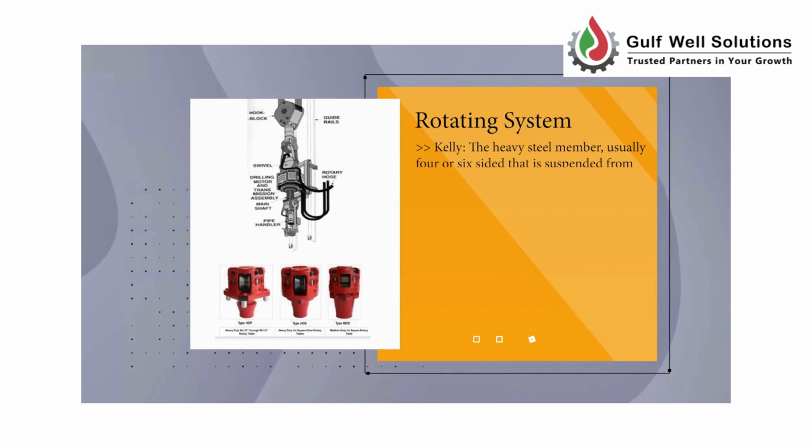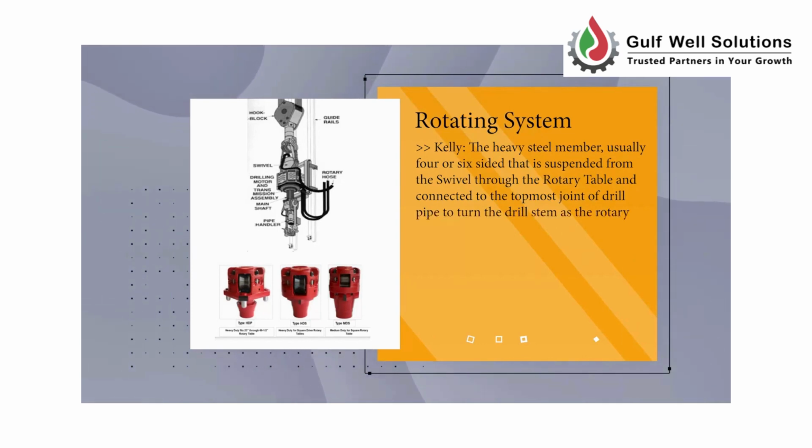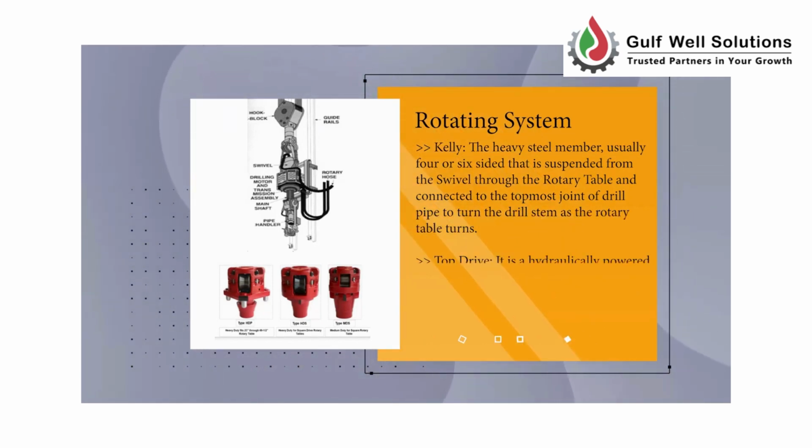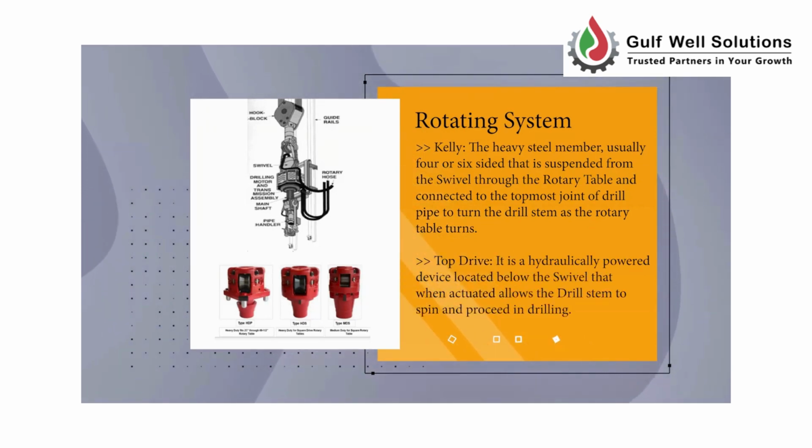Kelly, the heavy steel member, usually 4 or 6-sided, that is suspended from the swivel through the rotary table and connected to the topmost joint of drill pipe to turn the drill stem as the rotary table turns. Top drive. It is a hydraulically powered device located below the swivel that when actuated allows the drill stem to spin and proceed in drilling.